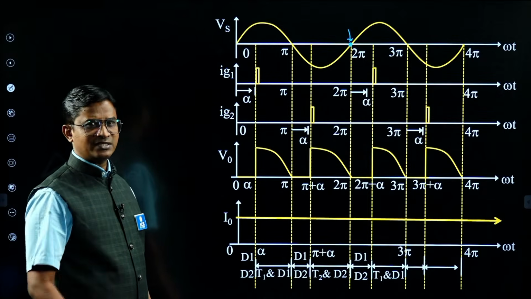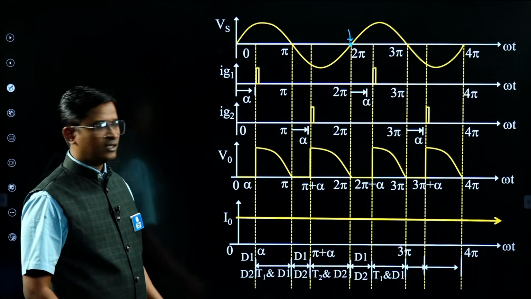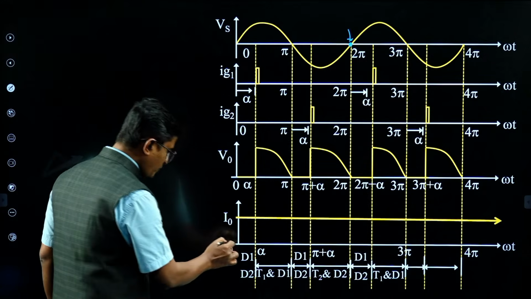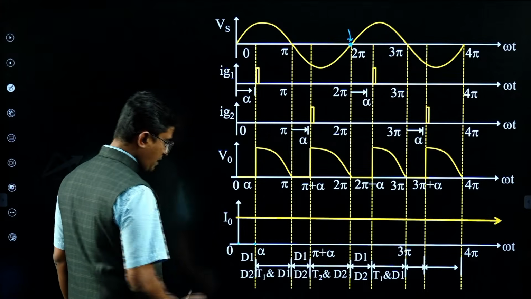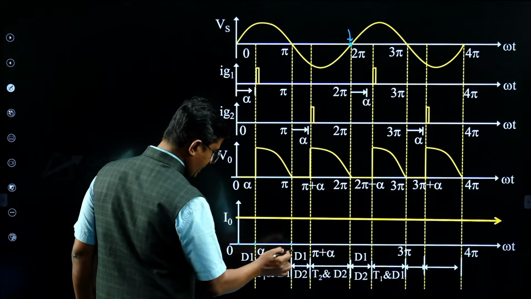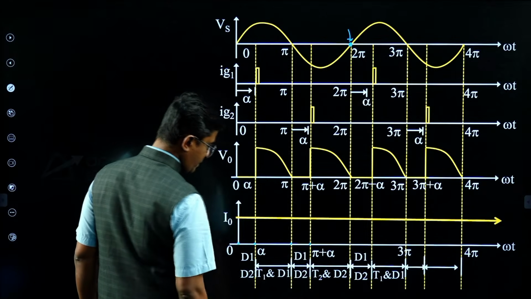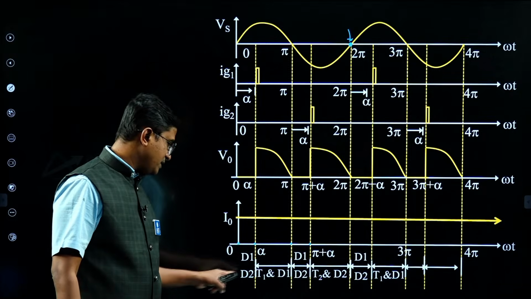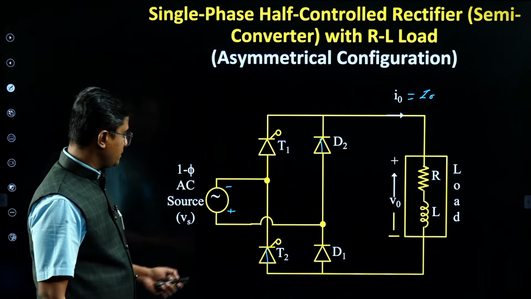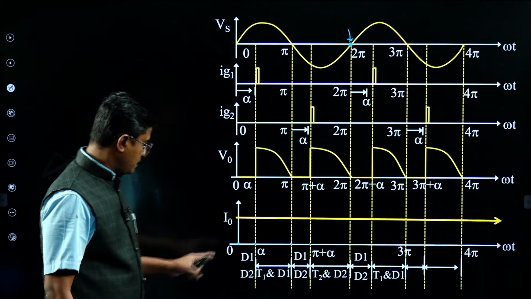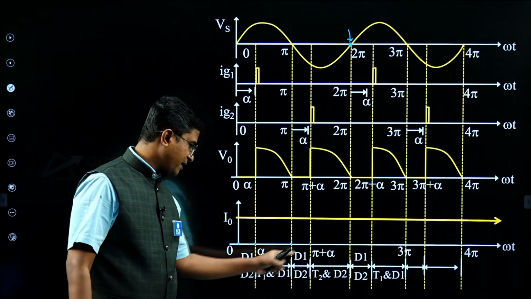Any one diode you can select and check the conduction angle. Suppose I select diode D1. D1 conducts from 0 to alpha, then alpha to pi, and then pi to pi plus alpha. So D1 conducts from 0 to pi plus alpha, so the conduction angle is pi plus alpha.